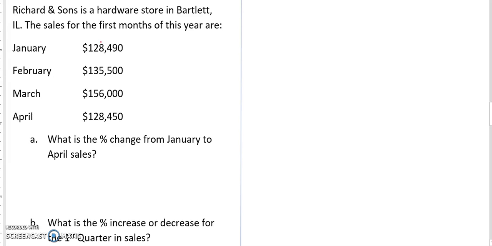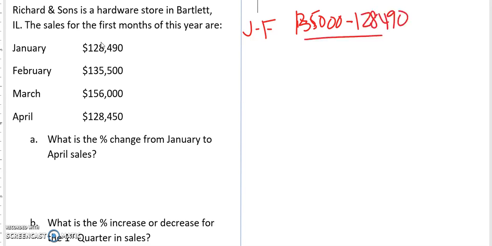For the change from January to February, of course, we can find out like we did before using the formula, which is 135,000 minus 128,490 over 128,490. This is the new value, this is the old value, this is the old value, and that comes to about 5.46%.